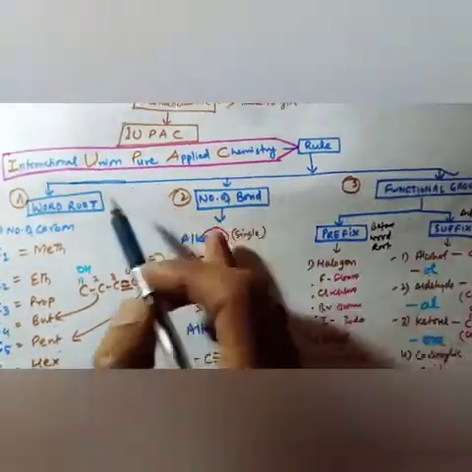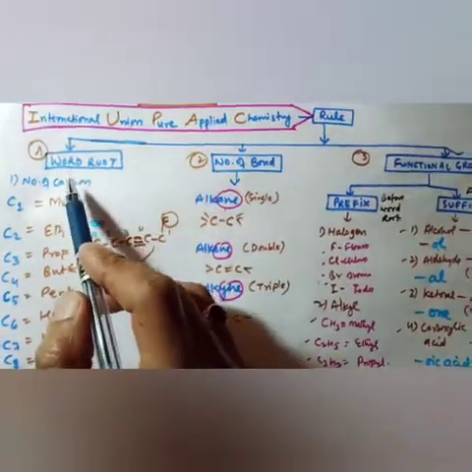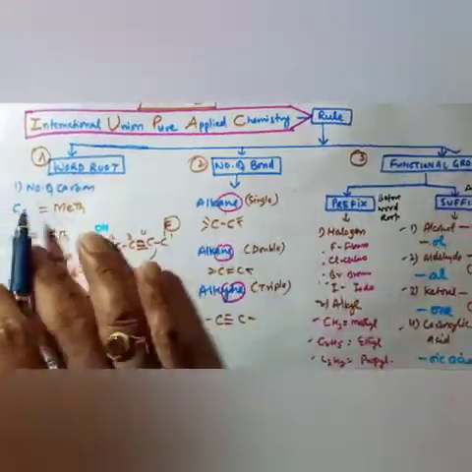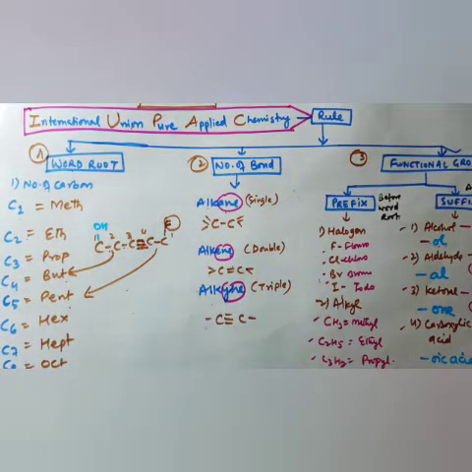After that, we studied the IUPAC, how to give names to those organic compounds, in which there are basically 3 steps: word root, number of bonds and functional group. These things we have studied, and related to this, there is one more video I have already shared, so watch that video also. It will help you to understand the nomenclature.